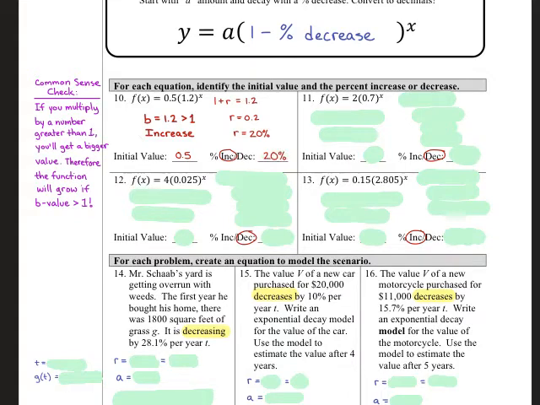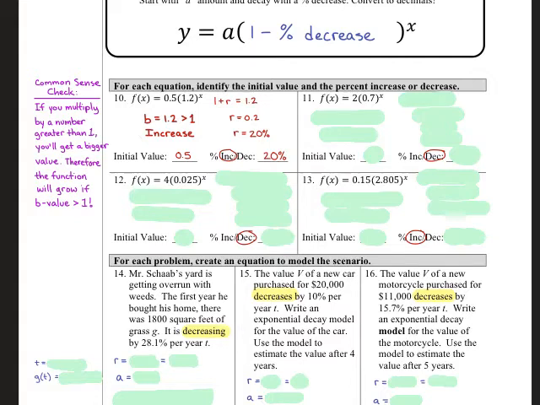So if it's a growth equation, you take that number inside parentheses, you subtract 1 from it, and you multiply it by 100, and that gives you the percentage. So this function is going to start at 0.5, and it's going to grow by 20% every time you increase x by 1. Every time that exponent goes up.